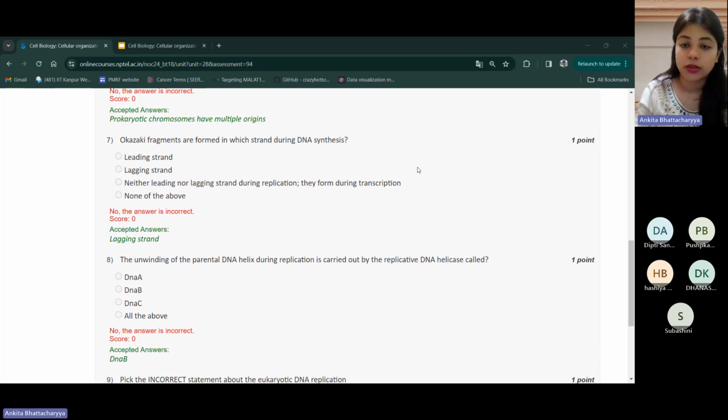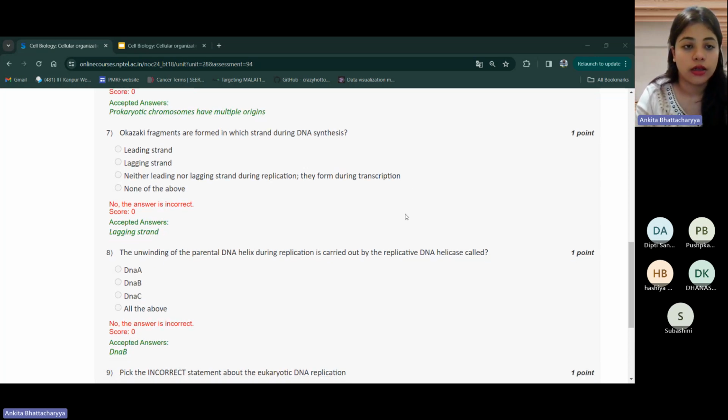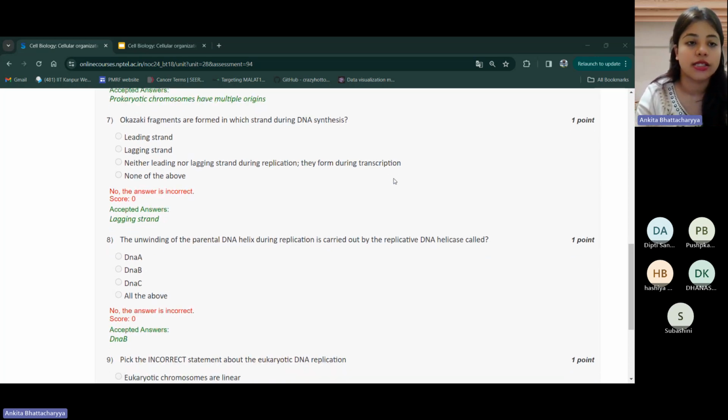If there are any doubts, please interrupt me at any point of time, and I'll try to clarify it for you. In question 7, we were asked in which strand Okazaki fragments are formed during DNA synthesis.